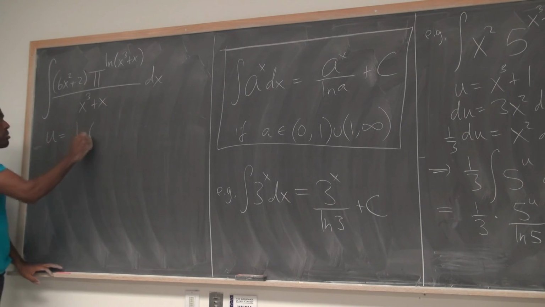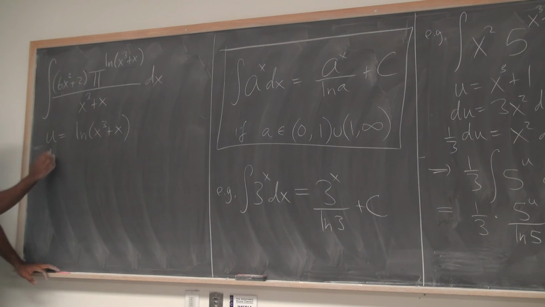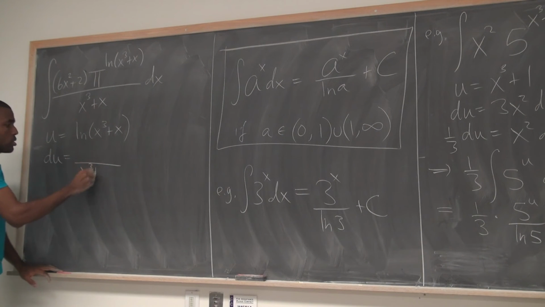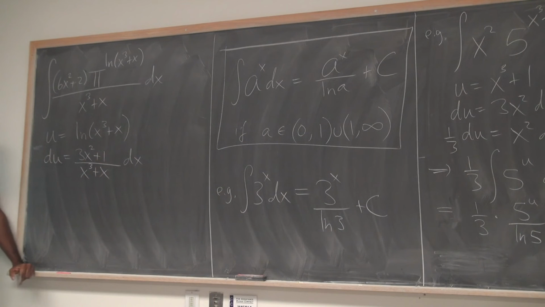U equals ln of x cubed plus 3x. So what would du be? 1 over x cubed plus x, times 3x squared plus 1, dx. Okay? Do you have that? The 3x squared plus 1 goes to the other side and we substitute.